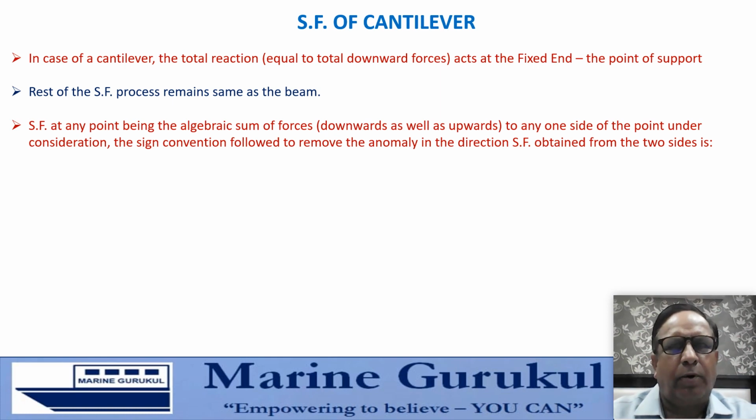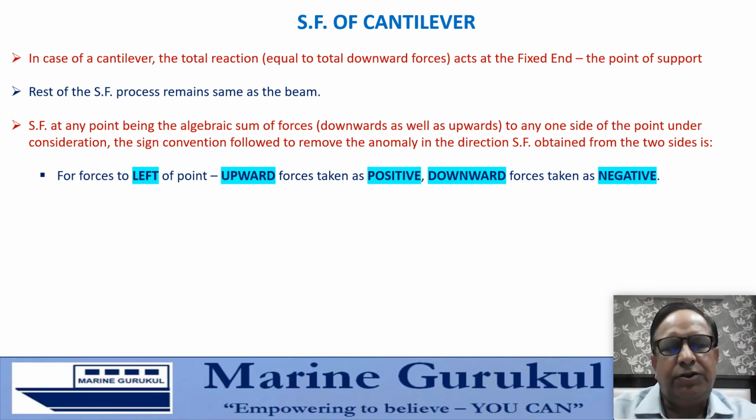SF at any point is the algebraic sum of the forces, that is, the algebraic sum of the downward as well as upward forces to any one side, either to the left of the point under consideration or to the right of the point under consideration. The sign convention needs to be followed to remove the anomaly in the direction of the SF obtained by algebraically adding the forces either to the left or to the right of the point.